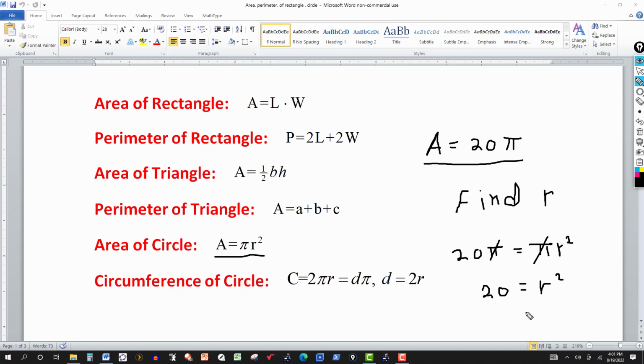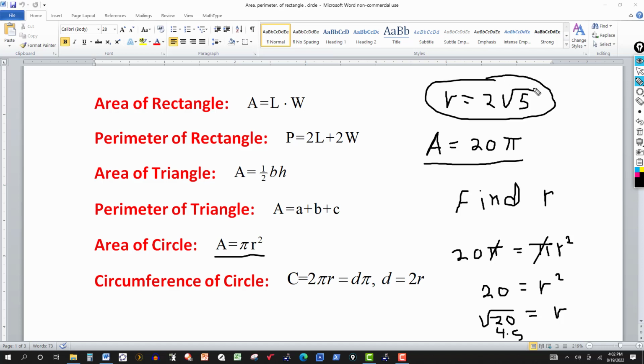We want to find r. So we take the square root of both sides. The square root of r squared is r, and the square root of 20. We leave it like that for now. Then we always want to simplify radicals. Remember that from regular algebra. So 20 is 4 times 5. The square root of 4 is 2, so that comes out. So I'll just say r equal to, and the 5 stays under the radical, 2 square root of 5.